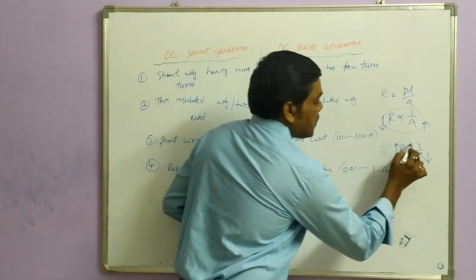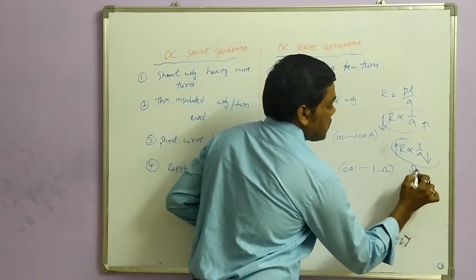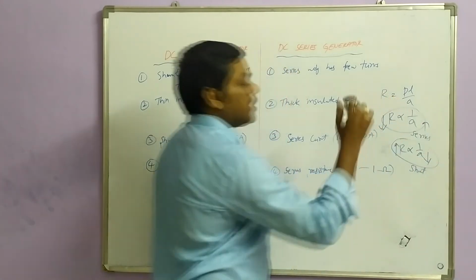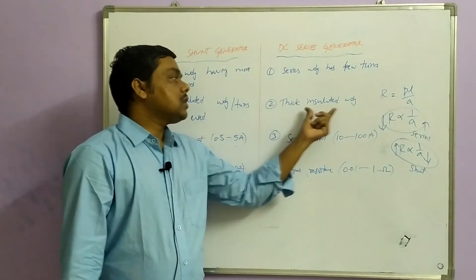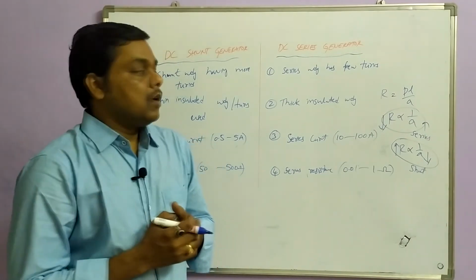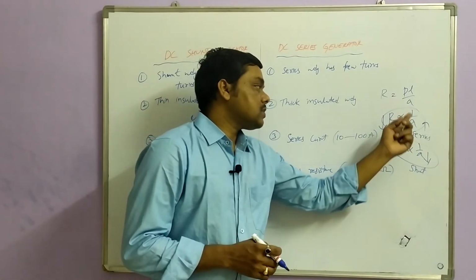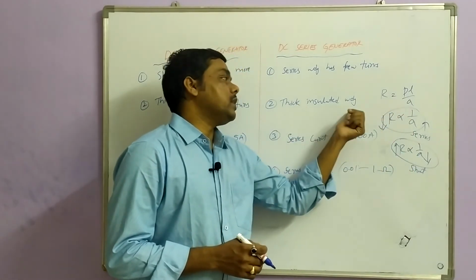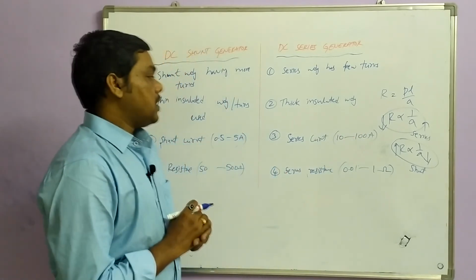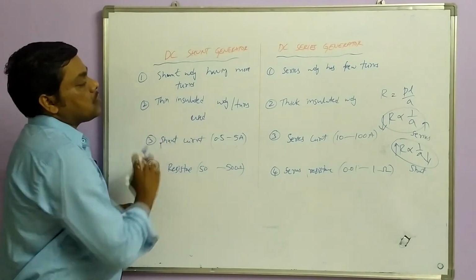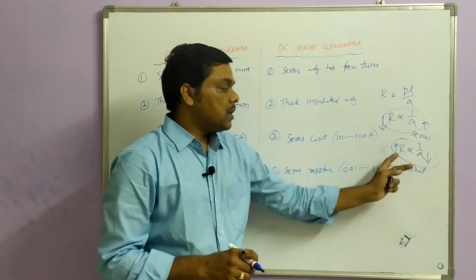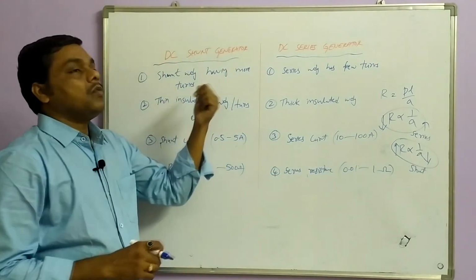Now this is the case related to shunt, and this is the case related to the series generator. By using thick insulated wire, you are increasing the cross sectional area. Now as the cross sectional area increases, the resistance is going to decrease, with all the other parameters remaining constant. Whereas in the thin insulated winding in shunt generators, the cross sectional area is less, but the resistance is very high.